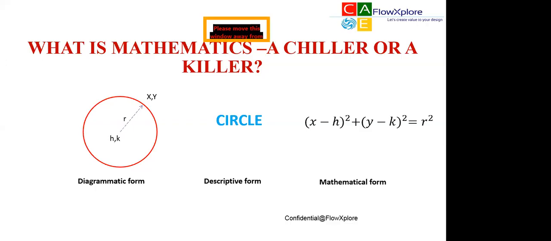Fine. So what is mathematics? Let us look into that picture. I've drawn a circle. That is called diagrammatic form. The same circle can also be stated as a circle. That is a descriptive form. If you call that drawing a circle, it is a descriptive form.